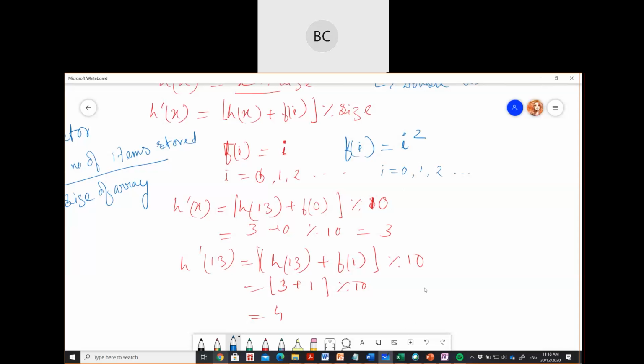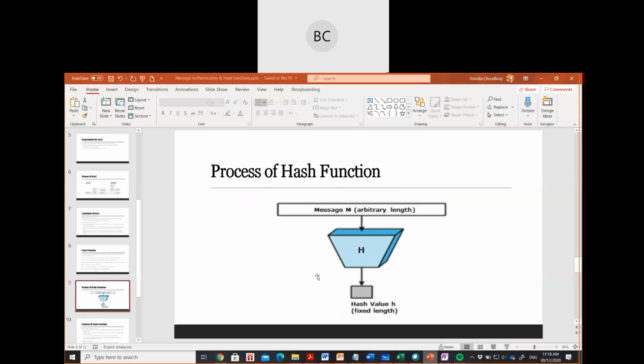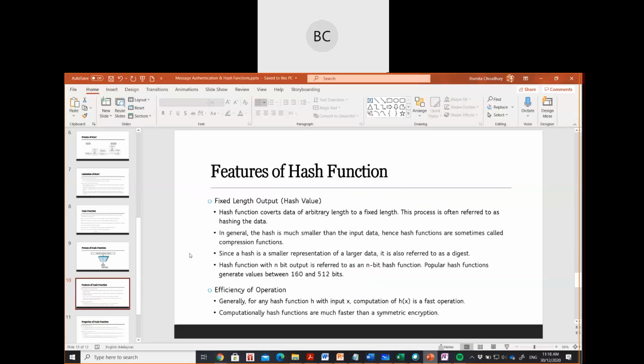Okay, so I guess I should end it now. Let me just tell you the features of a hash function. What we use in cryptography should give a fixed length output. I already mentioned that. Efficiency of operation.